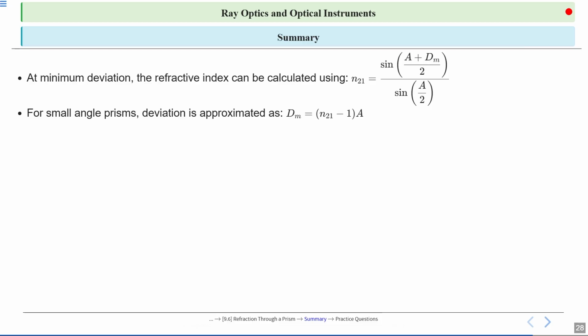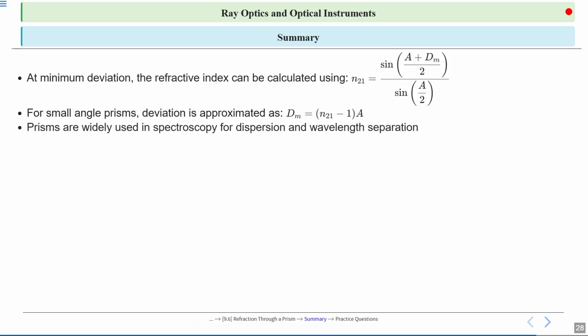Now let's look at small angled prisms. Here the deviation can be approximated with the simpler formula dm equals (n21 minus 1) A. This approximation is useful for quick calculation when the prism angle is small. Notice how the deviation depends directly on the refractive index and the angle of prism.